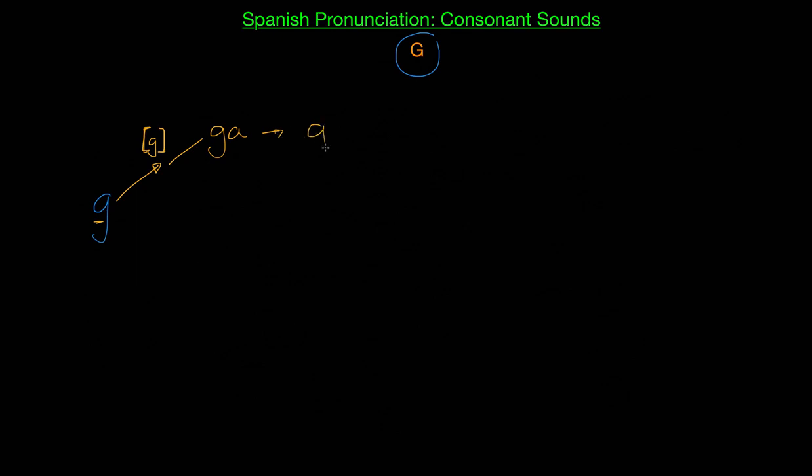An example of this is in the word gato, which is the Spanish for cat, sorry, not cake, cat, gato. Another case is go, in front of o, as in, for example, gorra, which means cap, what you wear on your head, gorra. Another case is in front of u, as in agua. So let's look at these three cases: ga as in gato, go as in gorra, and gu as in agua.